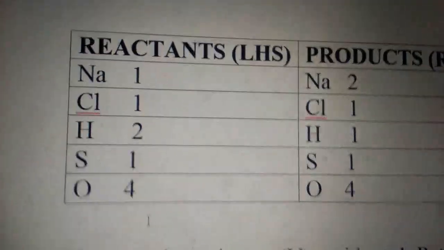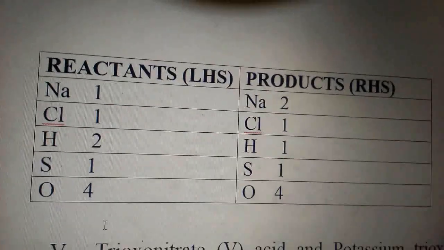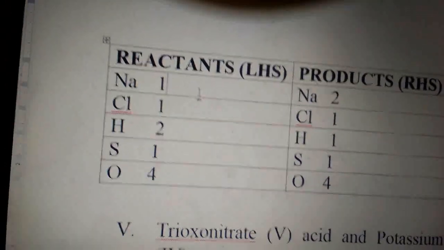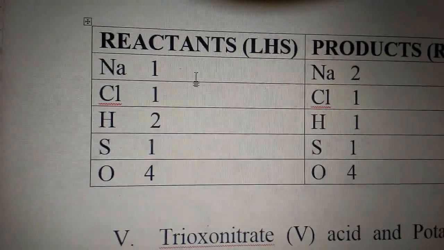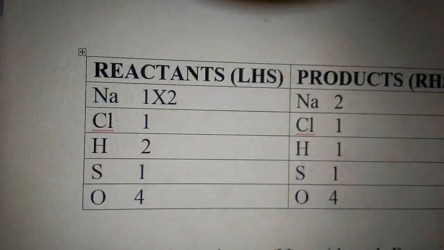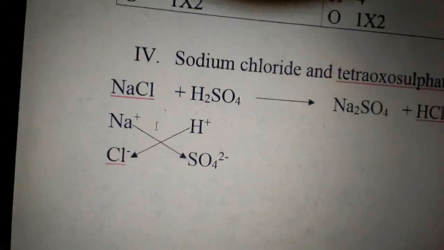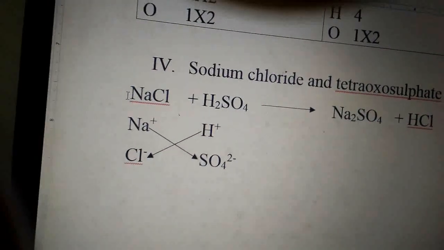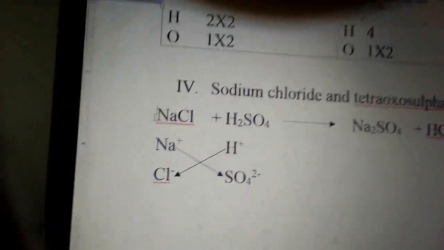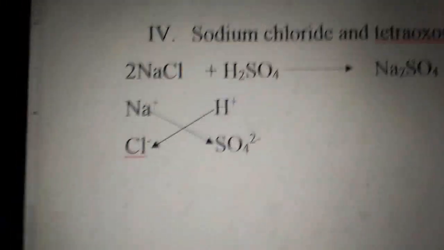So what do we do? We will start with one of them. We'll look at sodium. We'll find a number that will multiply the smaller number, which is 1, to make it equal to the bigger number, 2. So we can multiply by 2, because 2 times 1 is 2. So we'll now go to the equation on the left hand side, where you have sodium, and we'll put 2 in front of sodium to balance it. By putting 2 in front of sodium, we have increased chlorine also to 2.